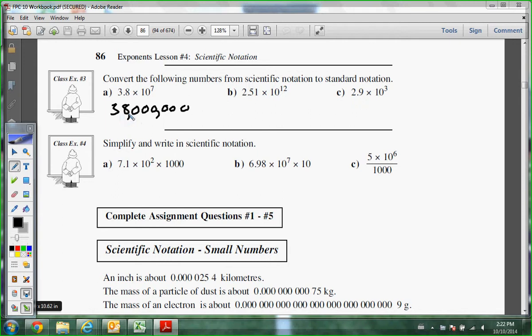2.51 times 10 to the 12th. So I'm going to move over 2 spots and then add 10 zeros, because that's how many are left in terms of spots. So 2, 5, 1, 1, 2, 3, 4, 5, 6, 7, 8, 9, 10. It's probably up in the quintillions somewhere. And then 2.9 times 10 cubed. Move it over 1 plus 2 zeros. 2,900.